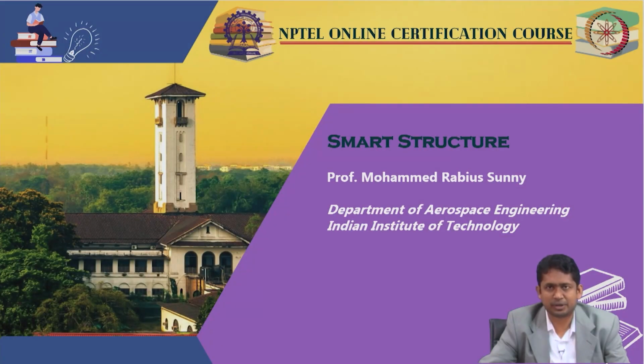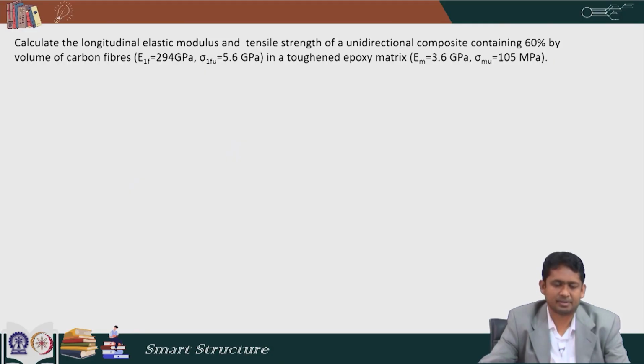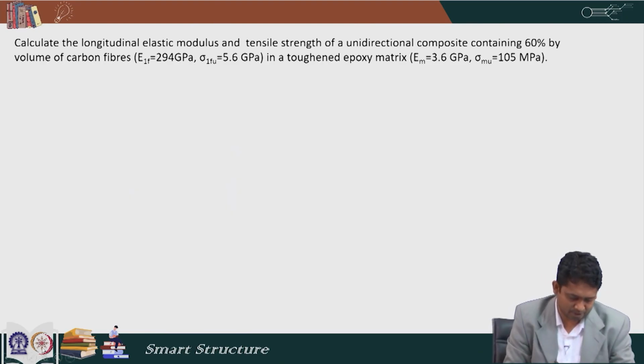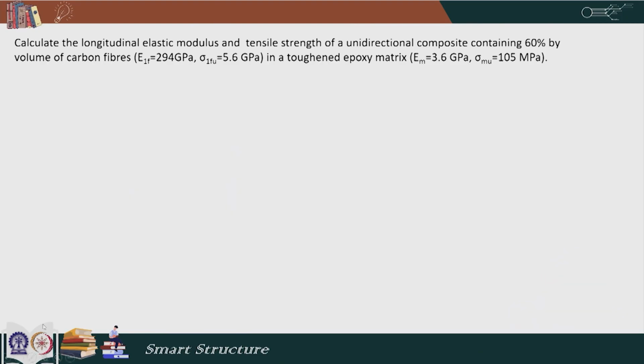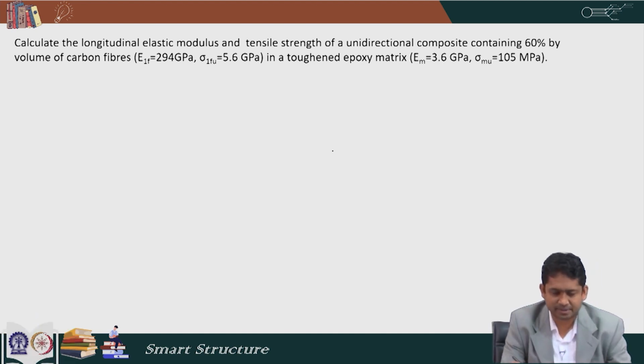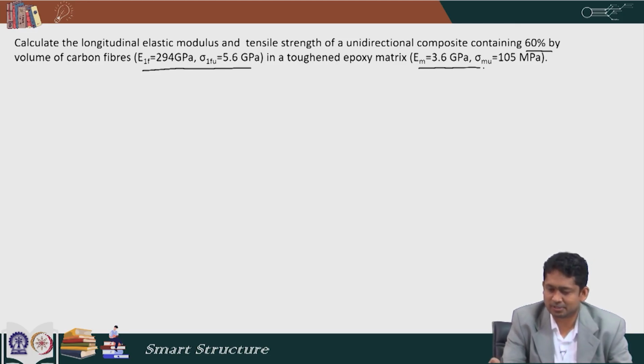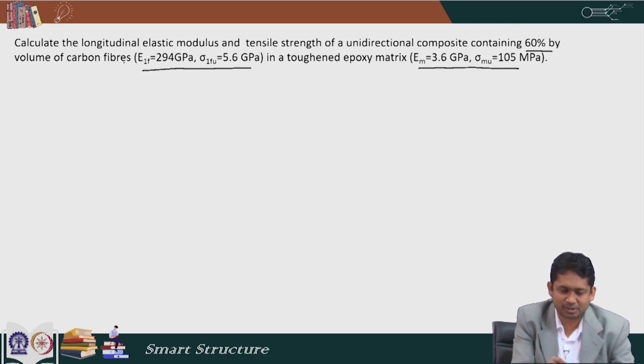In this lecture, we will look into some numerical examples related to composites. Here there is one problem related to a composite ply, and the ply is, as usual, unidirectional for our case. It contains 60% by volume of carbon fibers. The properties of carbon fiber are given, and there is an epoxy matrix, whose properties are also given. We have to find the longitudinal elastic modulus and tensile strength.